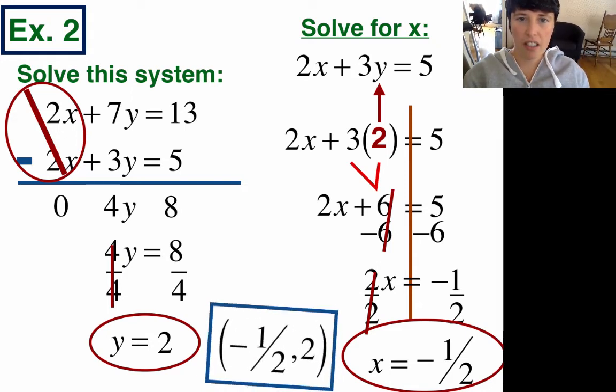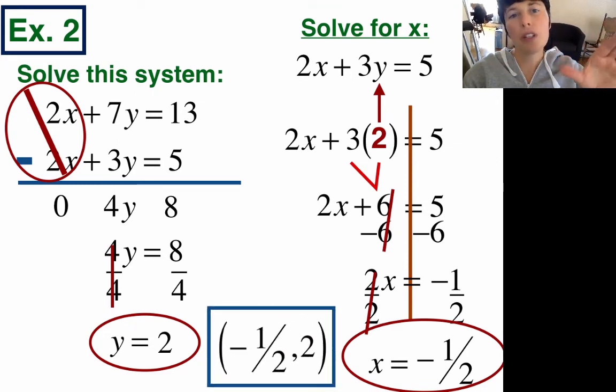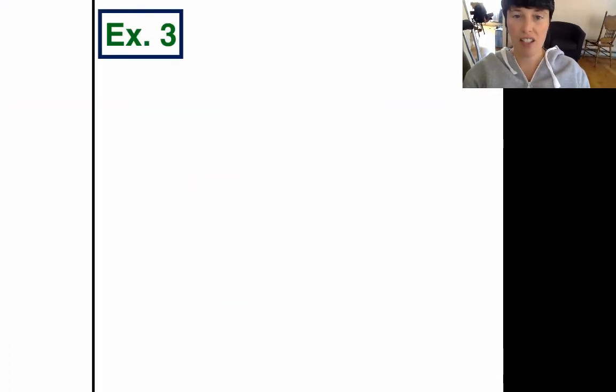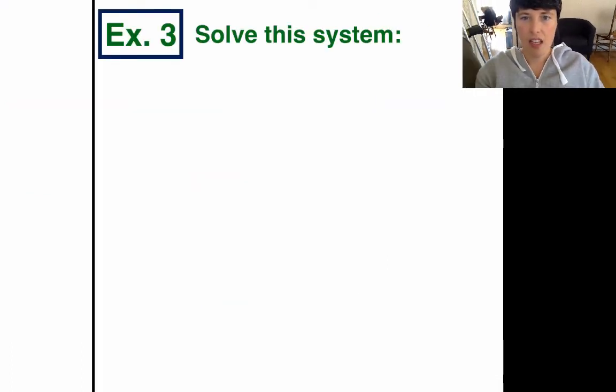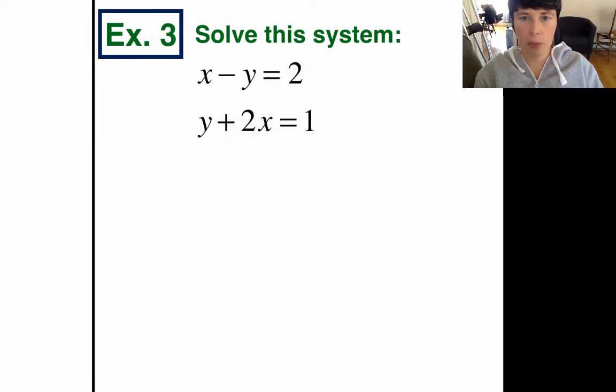All right. So now that we have our solution, you've seen that sometimes adding works great and sometimes subtracting works great as our method. Let's look at this one, example 3. We're going to solve this system. Here it is, x minus y equals 2, and y plus 2x equals 1.